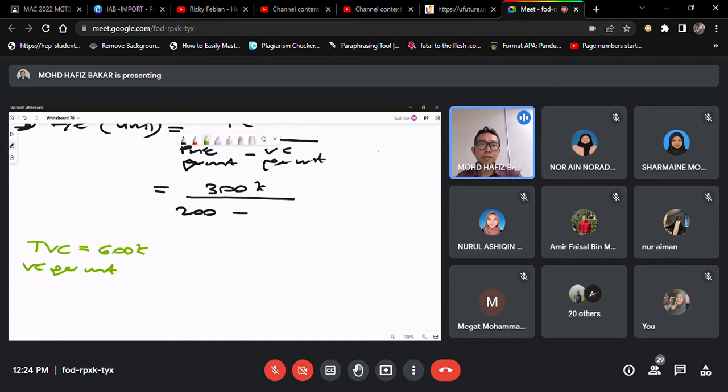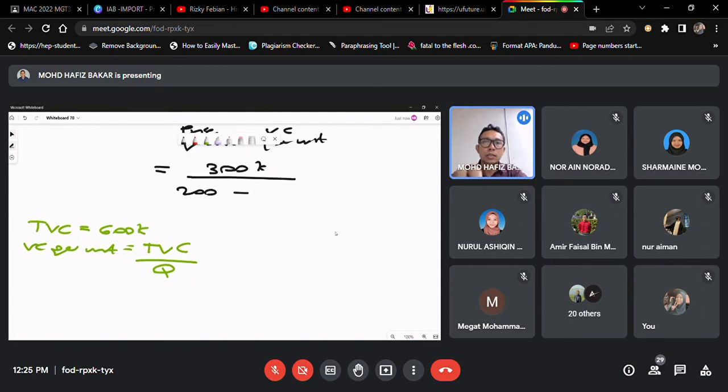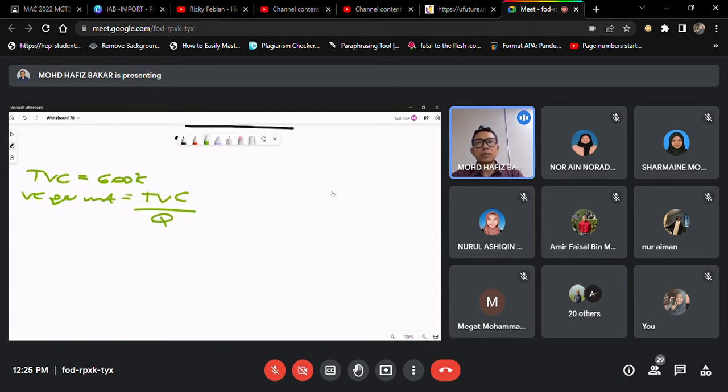So how to get this one? You kena dapatkan quantities. Untuk dapatkan total variable cost, macam mana saya? Total variable cost ni you need to divide by quantities. Kan? Untuk dapatkan variable cost per unit. So how to get this quantity? Daripada total sales and also the price per unit. Kan total sales dia ada bagi kan amount dia. Total sales equivalent to 1.2 million.